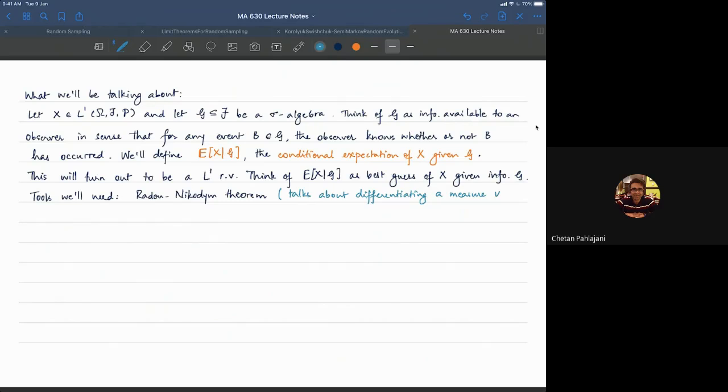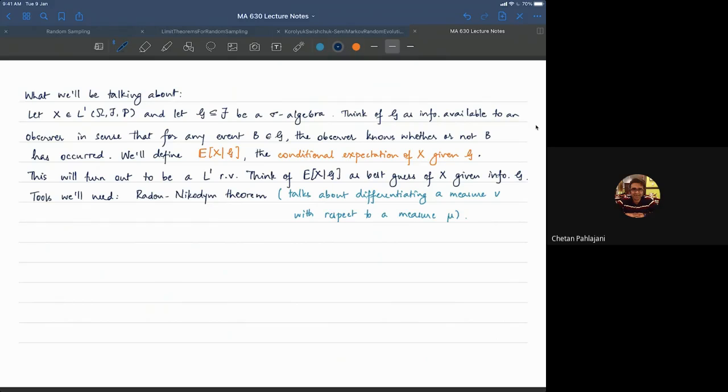Let's just fix the notation also. Talks about differentiating a measure nu with respect to a measure mu. Now I've gone ahead and, without thinking much, said that it'll turn out that just because I have a measure mu and I have another measure nu, there is no guarantee that I can differentiate nu with respect to mu. Certain things have to fall in place. Of course, we'll talk about that. But the big picture is Radon-Nikodym theorem talks about differentiation of measures. Okay.